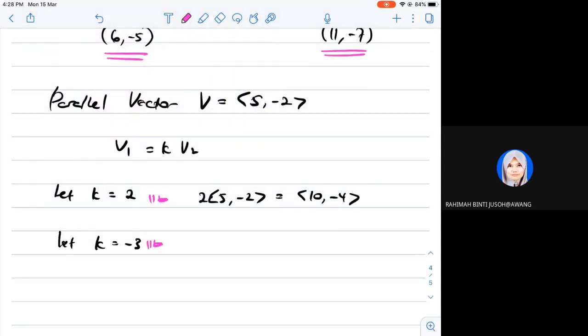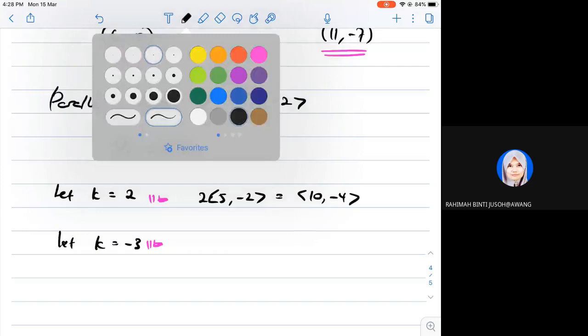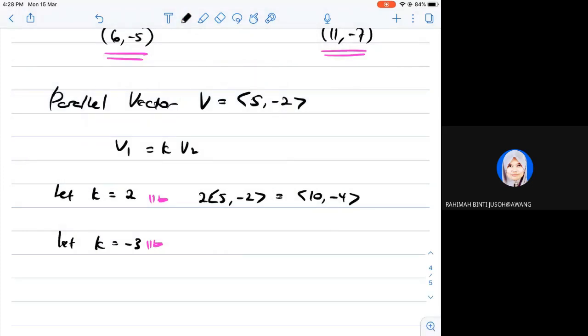Sebab dia kata dia nak apa-apa vektor yang parallel, tak kisahlah nilai K tu. It can be negative, it can be positive, it can be a fraction. So negative 3 multiplied by 5, negative 2. So we will have negative 15 and 6. This vector, vector ni juga parallel terhadap vector ni. Macam itulah. Sebab kita guna formula ni. This one. Understand? So soalan ni pun boleh jadi banyak solution lah. Bergantung pada nilai yang you ambil. Understand guys?